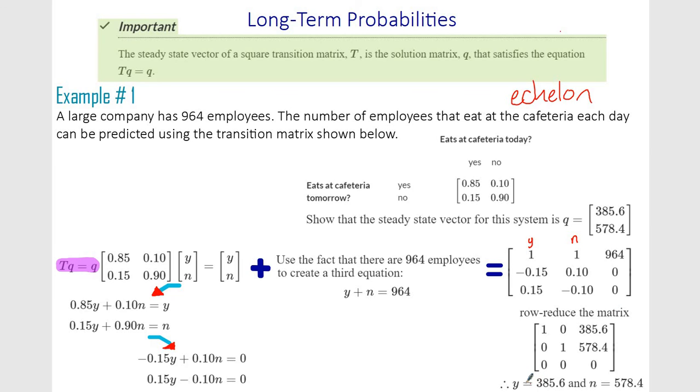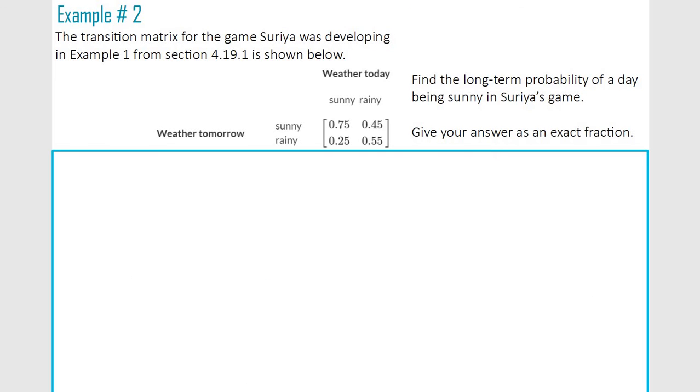So Y would be 385, so eating in the cafeteria tomorrow, and then 578 for not eating in the cafeteria. So again, this represents the long-term probability, which you'd expect over time. So let's do it again for this example, right? Feel free to pause it and give it a try.